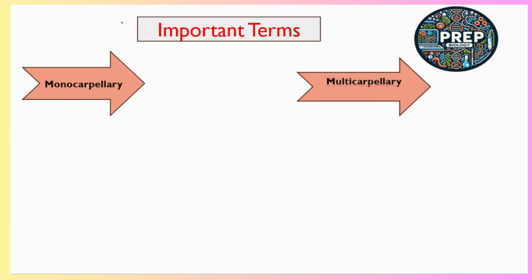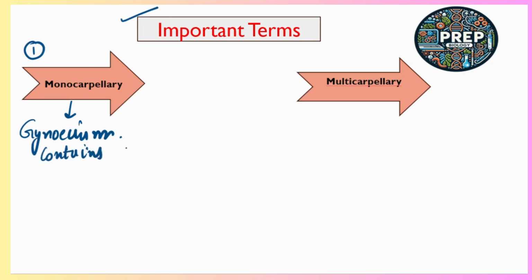There are some important terms that come under the pistil topic. The first term is monocarpellary. Monocarpellary is the term which means that the gynoecium, that is the female reproductive part in flowering plants, contains a single pistil.